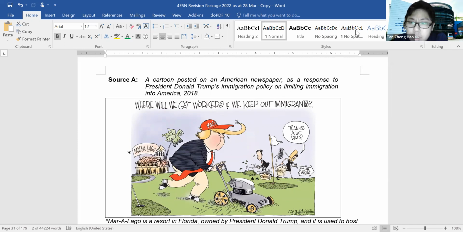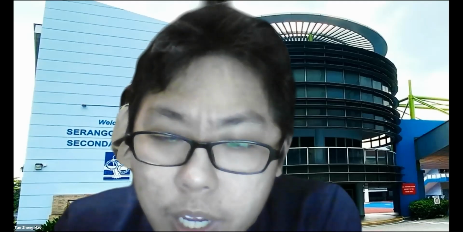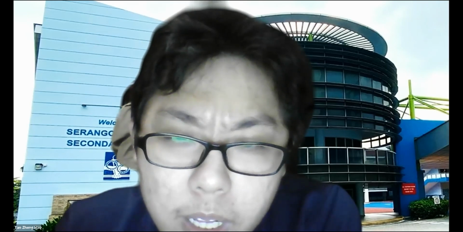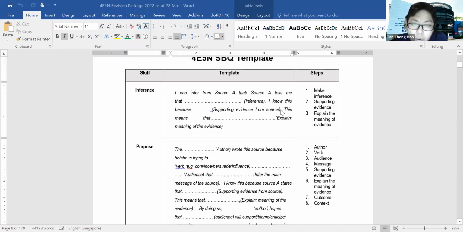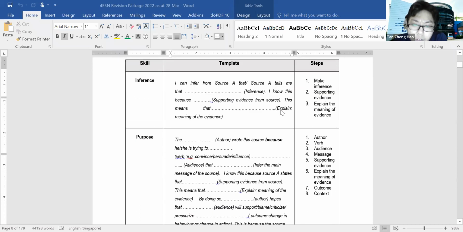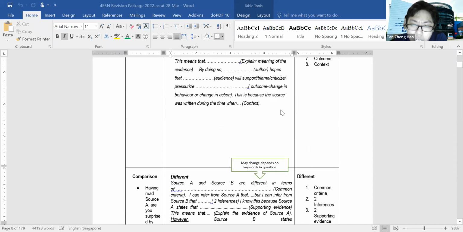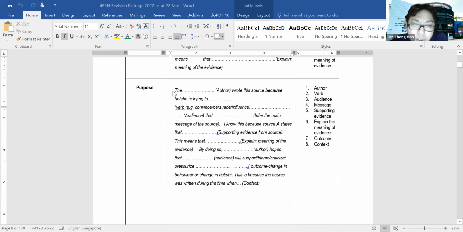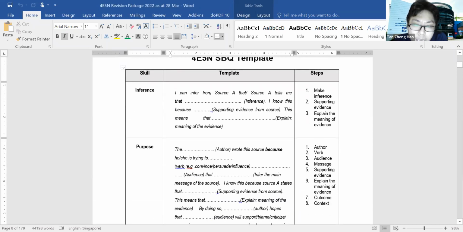Okay, I'm going to stop sharing this source for a while and show you roughly the template. So this is also part of your revision booklet. In the subsequent videos, I'm going to visit this again. This is on page 9. So you can see the inference template is quite straightforward. I can infer from source A, or in this case, the message. I can infer from source A that the message is, okay, what's the message?